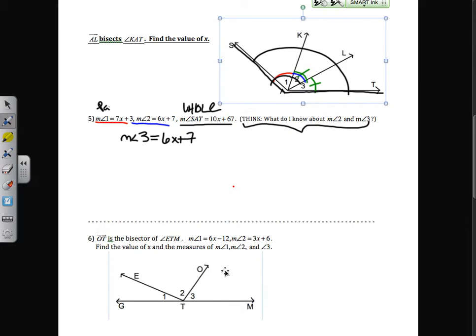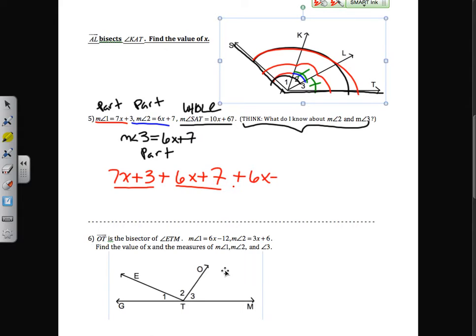Right, so here's part 1, here's a part, and then here's my other part. And I can do, for angle addition postulate, part plus part plus part equals the whole. So we're going to do 7x plus 3 plus 6x plus 7. Here's part 1. Here's the second part, which is congruent to the third part, which is exactly the same, is equal to 10x plus 67.